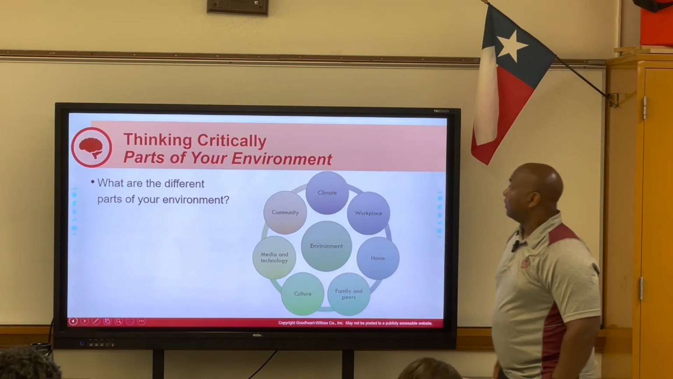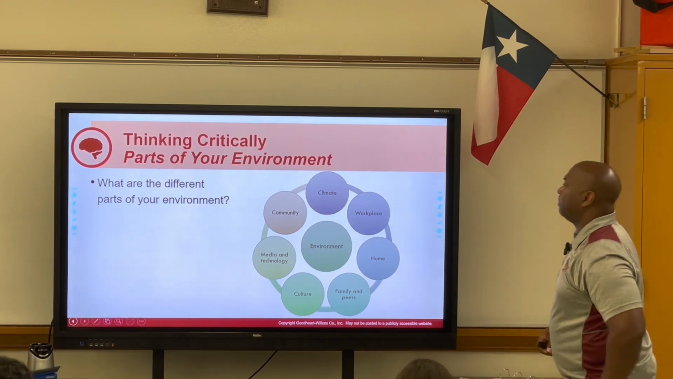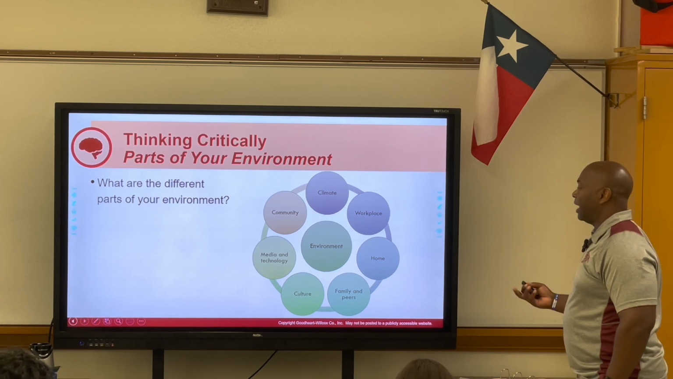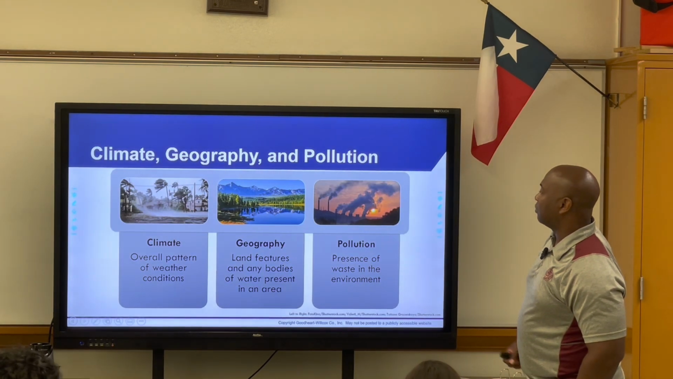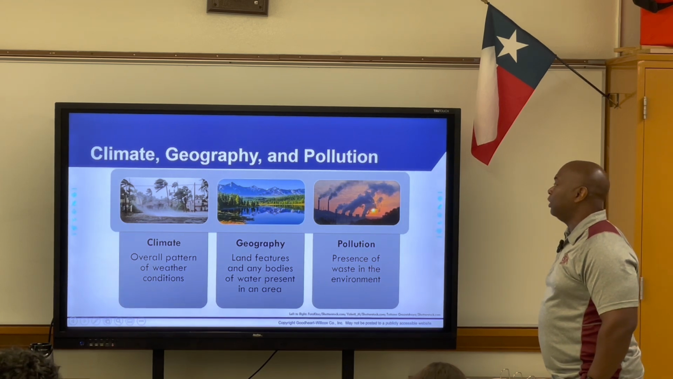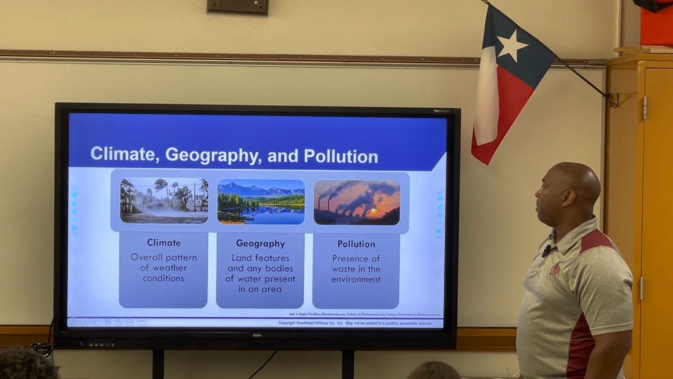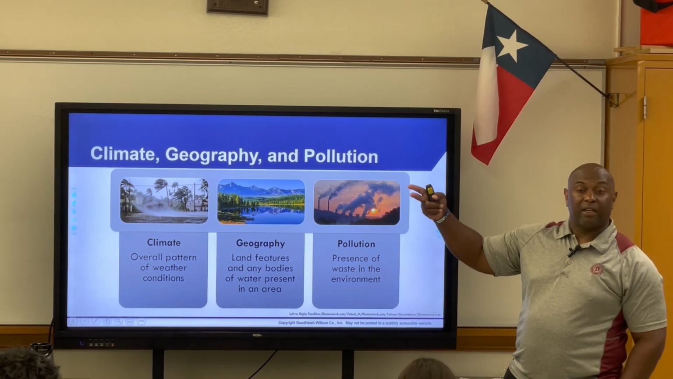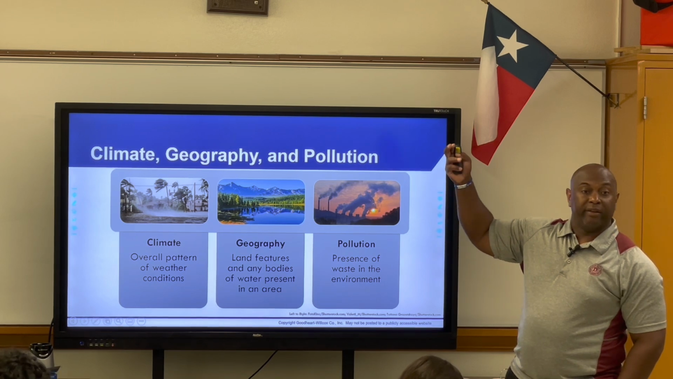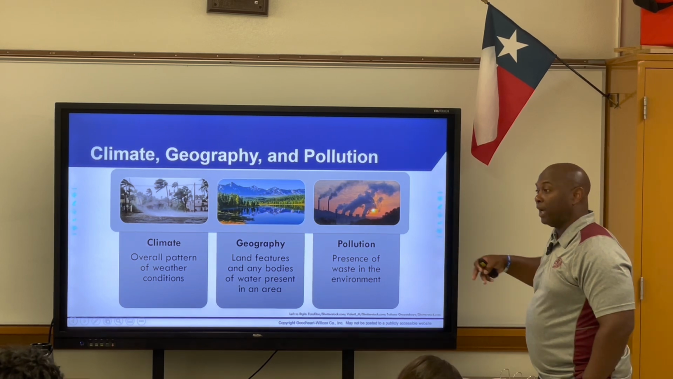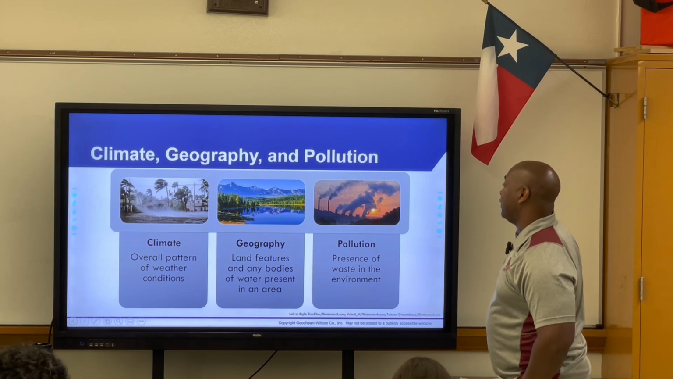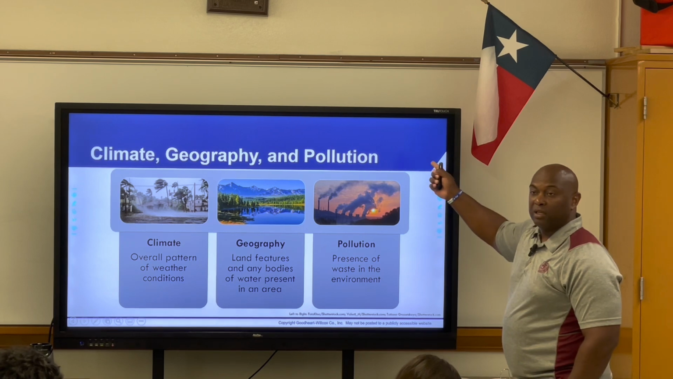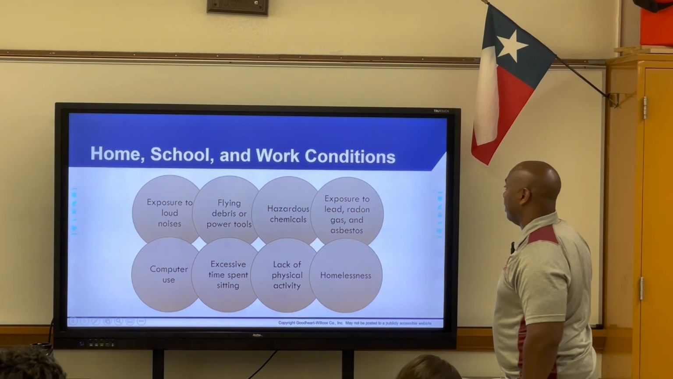All right. Thinking critically, parts of your environment. What are the different parts of your environment? We've already kind of been through this. I like the other screen better. All right, so climate, geography, and pollution. You know what these things are. Climate, the overall pattern of weather conditions. We talked about that. Oregon, Seattle versus Texas and Arizona or California. The moods. Geography, land features or any bodies of water present in the area. Pollution. We talked about this cement stack back here, right? All right. Keep going.